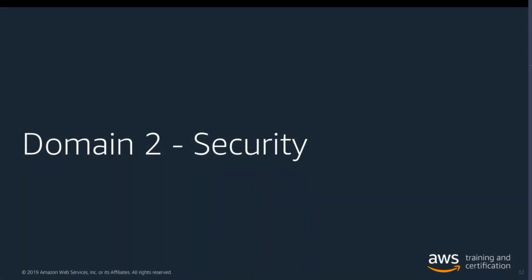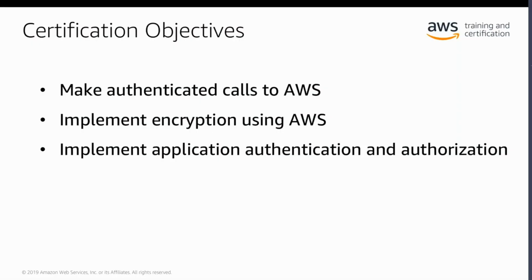So, moving on to domain 2, which is security. A couple of axioms on the test for security are: make authenticated calls to AWS, so you need to know how things are called at AWS; encrypt, and know how to implement encryption using AWS; and implement application authentication and authorization here on AWS.